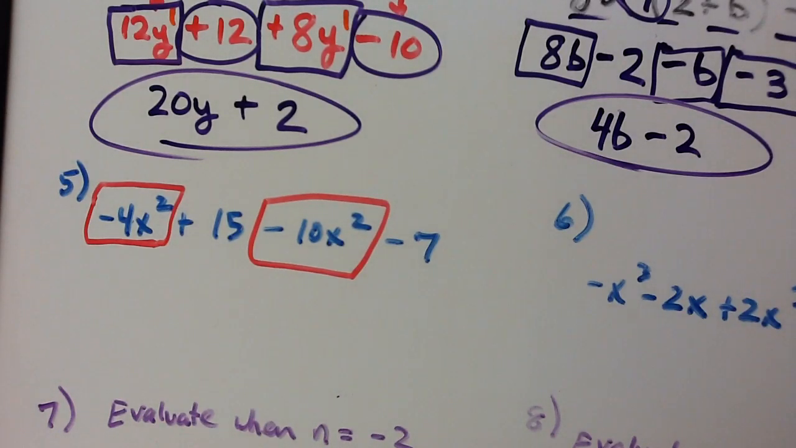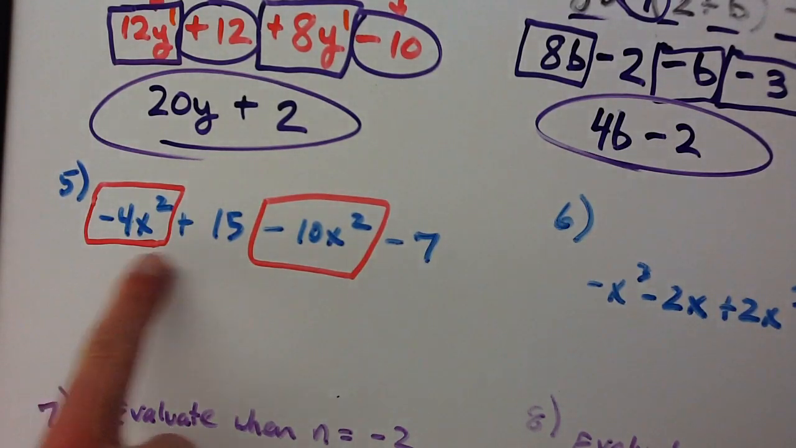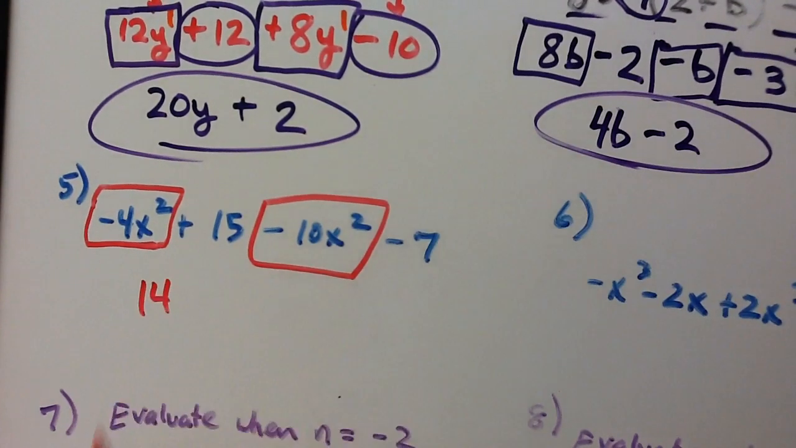So if I add their coefficients, don't they have the same sign? Yeah, they have the same sign, right? So I know same signs, add, and keep the sign. So what is 4 plus 10? That would be 14, right? So I added them together. Then I got to keep the sign. So negative 4 plus negative 10, that's negative 14.